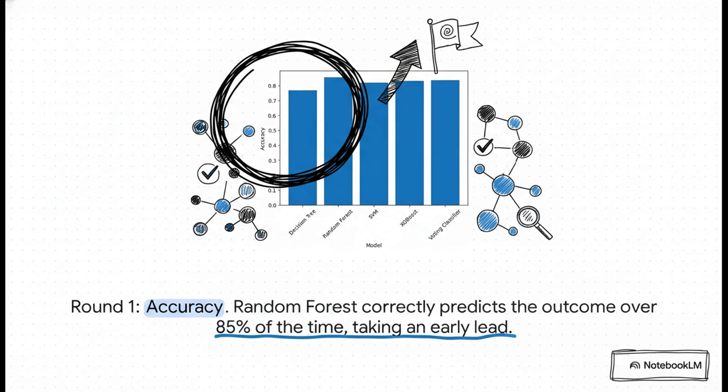This is the most basic metric. Out of all the predictions, what percentage did the model just get right? And as you can see, right out of the gate, Random Forest jumps into an early lead, correctly predicting the outcome more than 85% of the time. That's a really strong start for the forest of trees.